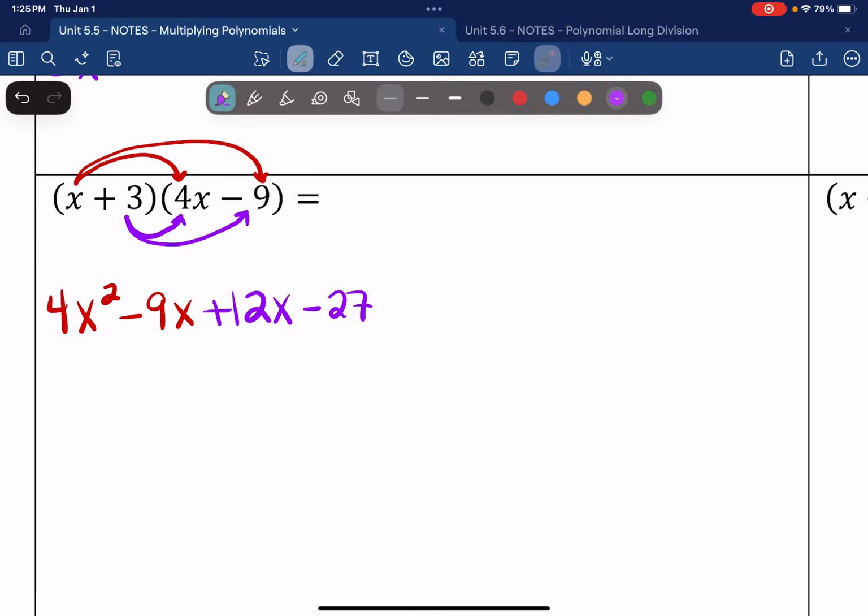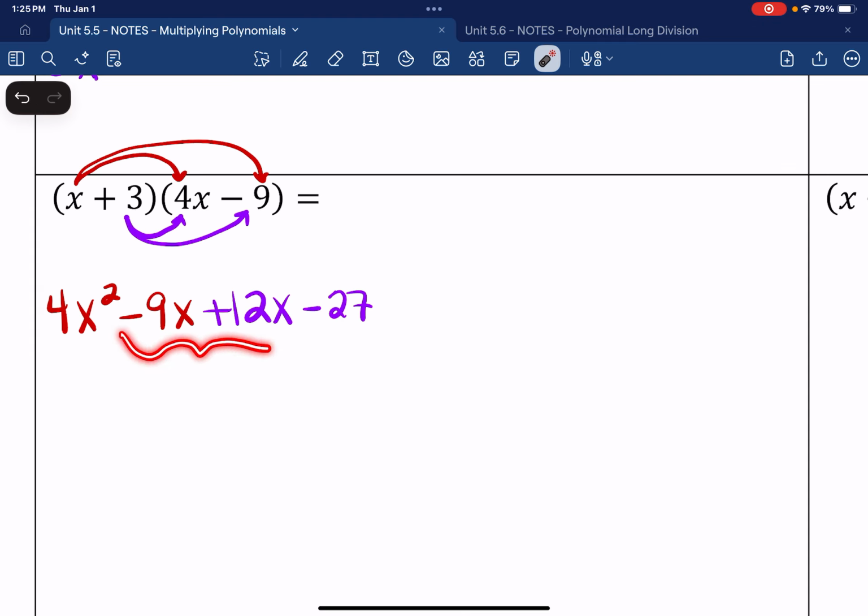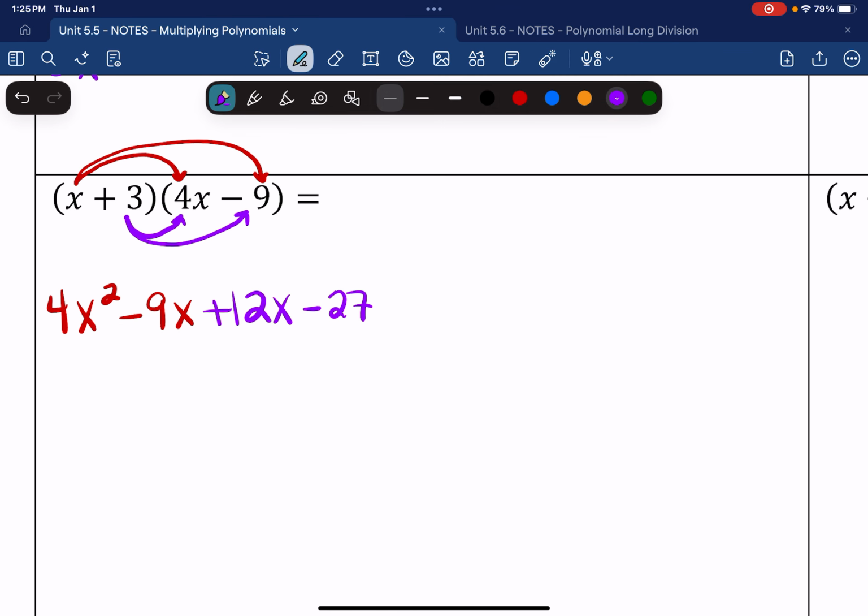Okay? Now, we do have like terms here in the center. We have our negative 9x plus 12x. So those are like terms that we can combine together. All right, so what do we end up with when we simplify this polynomial expression? We get 4x squared, and then when we combine these together, a negative 9x plus 12x gives us a plus 3x, and then our minus 27 on the end.